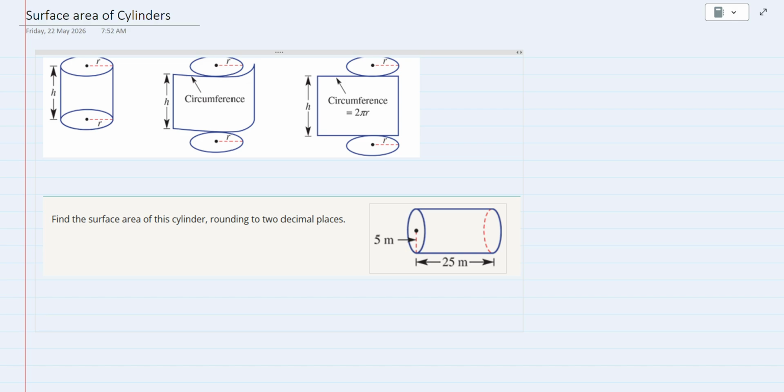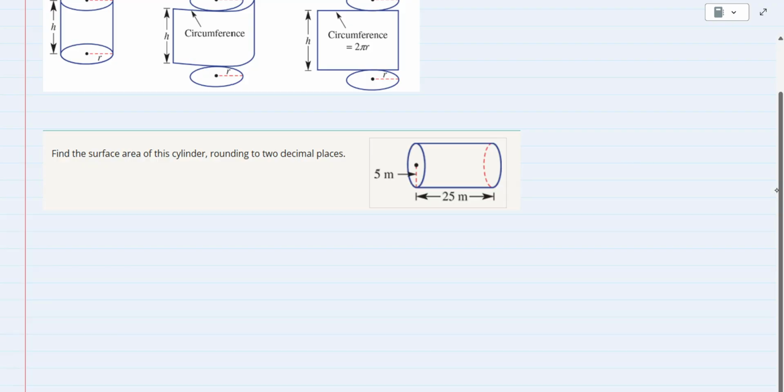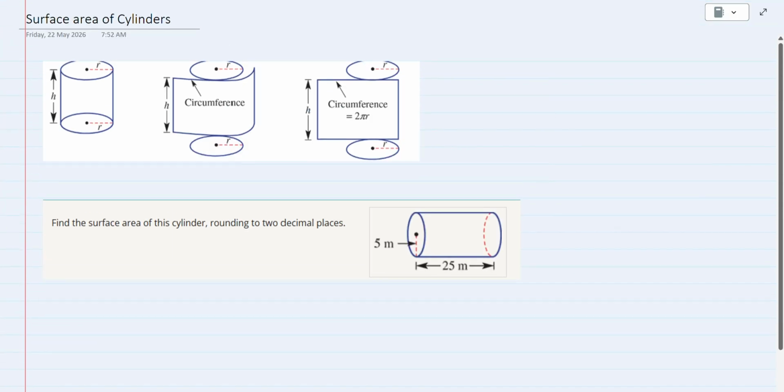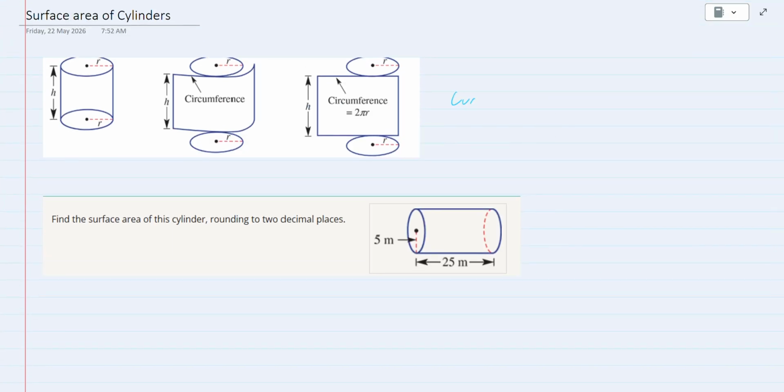Looking at the surface area of cylinders. And cylinders can be a little bit tricky because they have what's called a curved surface area. So when you take the net of a cylinder, you essentially have two circles and then a rectangular shape.